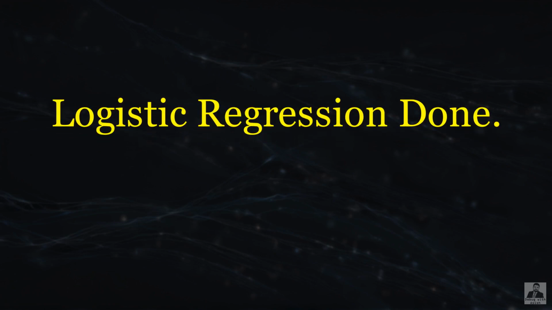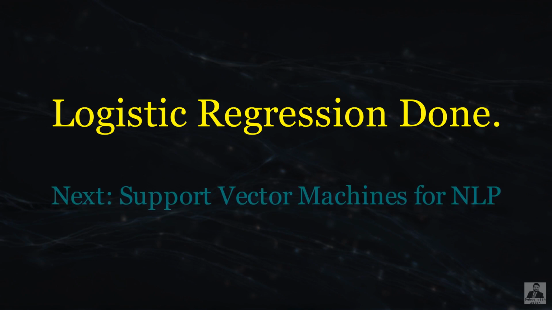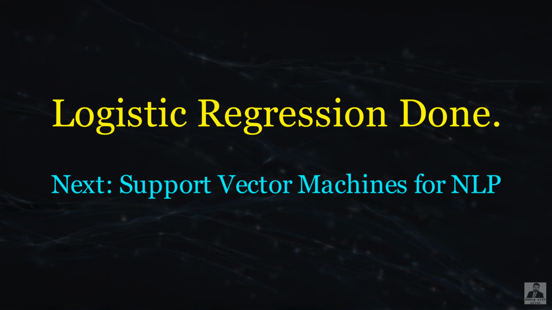You now know how logistic regression works for text classification, how to build and evaluate a sentiment classifier, how to interpret feature weights, and how to extend it to multiple classes. In the next episode, we cover support vector machines, which draw a different kind of decision boundary and often outperform logistic regression on smaller text datasets.